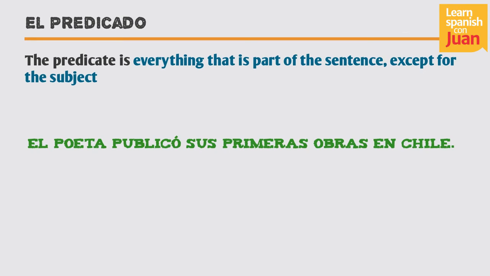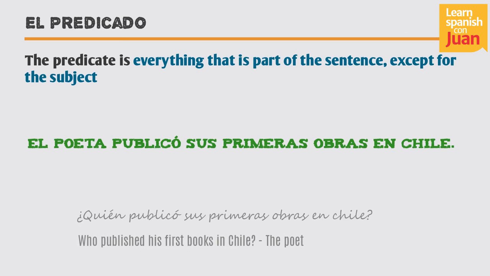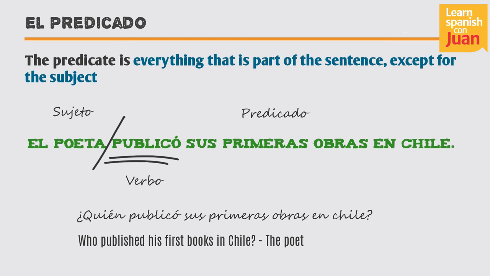El poeta publicó sus primeras obras en Chile. In this sentence, ¿quién publicó sus primeras obras en Chile? El poeta. Taking into account that el poeta is the subject, the rest of the sentence would become the predicate, that is to say, publicó sus primeras obras en Chile.